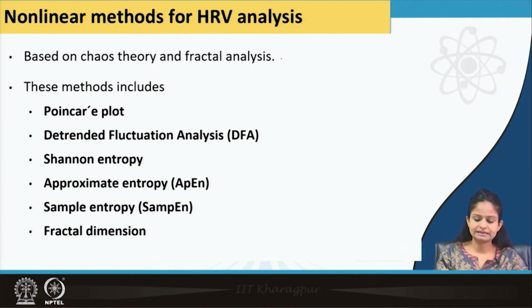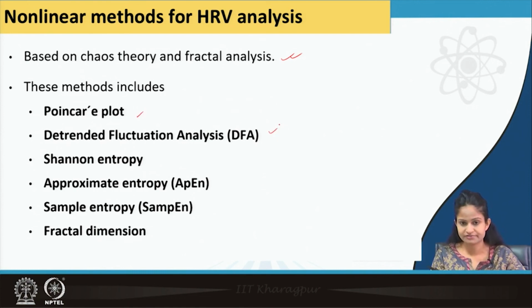Now, nonlinear methods of HRV are nowadays in popular demand. They are based on fractal analysis and chaos theory. These methods include the Poincare plot, detrended fluctuation analysis (DFA), Shannon entropy, and fractal dimensions. Most commonly, we will study Poincare plot analysis among the nonlinear methods for HRV analysis. These methods are mainly based on the RR intervals, where all the RR intervals are plotted in 2 dimensions, based on chaos theory and fractal analysis.